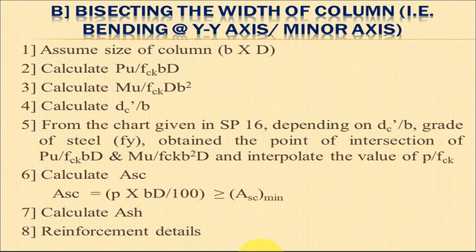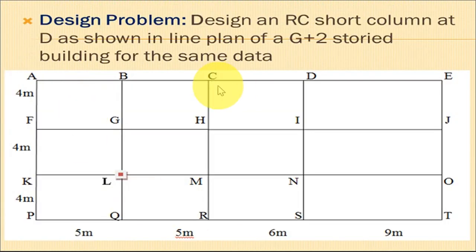Now we have considered one problem. Here, design the reinforced concrete short column at D. This is the point where we can find out the steel and the cross section of the column at D, for the G+2 storied building, for the same data which was used for the previous problem.